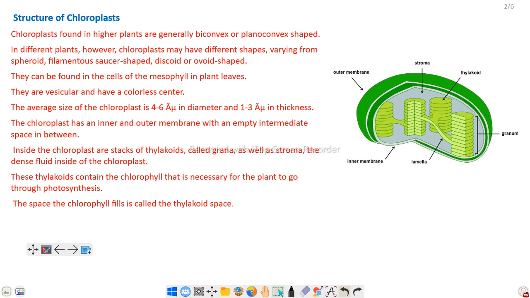The chloroplast has an inner and outer membrane. Here is the inner membrane, and here the concave shape is the outer membrane, the outer part. This green color is the outer part. Inside the chloroplast are stacks of thylakoid. These are the stacks, arranged as stacks of thylakoid called grana.